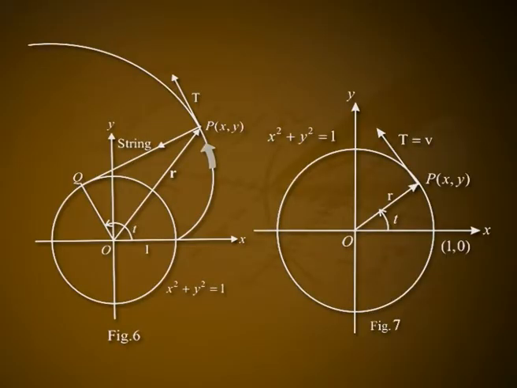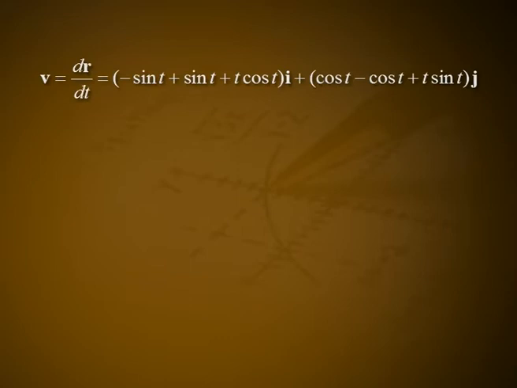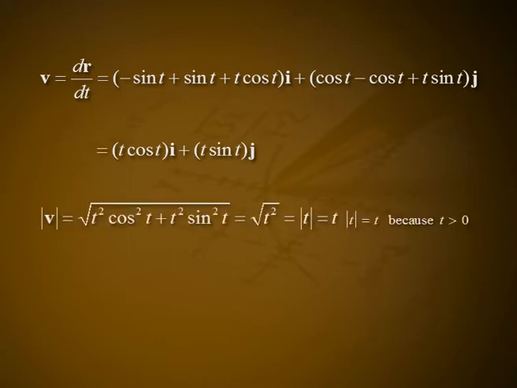Example 7. The involute of a circle. Figure 6. Find the unit tangent vector of the curve r(t) = (cos t + t sin t) i + (sin t - t cos t) j, t > 0. Solution. v = dr/dt = (-sin t + t cos t + sin t) i + (cos t - cos t + t sin t) j, which is equal to t cos t i + t sin t j. |v| = square root of (t² cos² t + t² sin² t), which is equal to square root of t², which is equal to |t|, which is equal to t. |t| = t because t > 0.